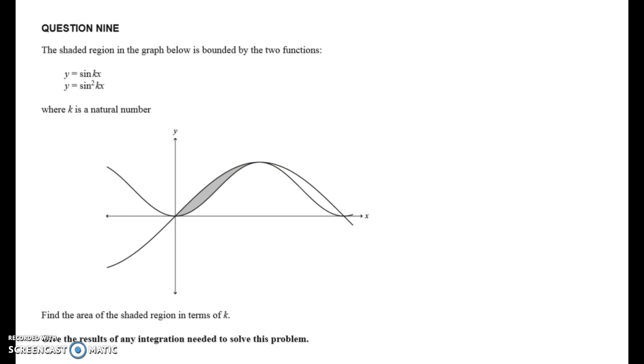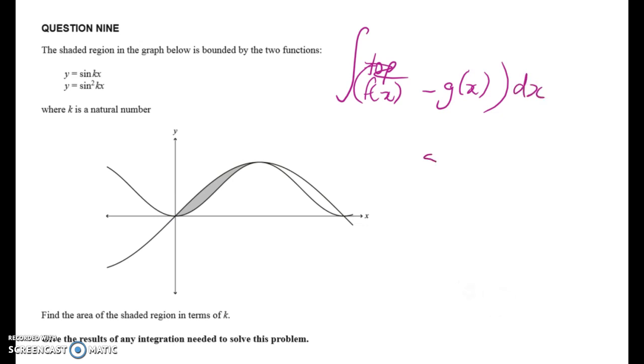So in this case, we've got a shaded region, so we're finding the area between two curves. The first thing to think about is the usual way that we do this: we integrate the top function, which we call f of x, minus the bottom one, which we call g of x, with respect to x. In this case, one of them is sine of kx, and the other one is sine squared of kx. The first thing that I'm going to do is think about where they meet.